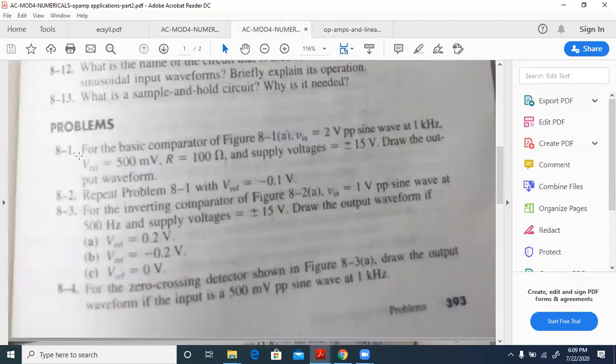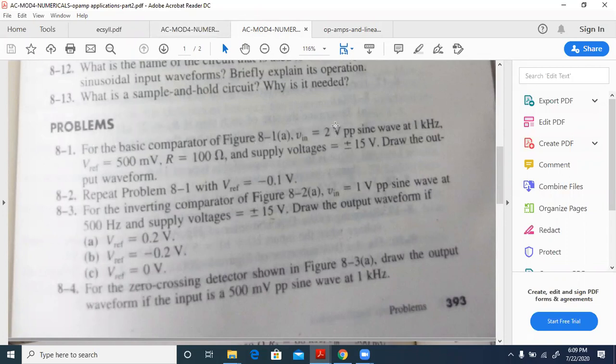So now we will go for the comparator topic. For the basic comparator of figure 8.1a, Vn is equal to 2 volts peak to peak sine wave at 1 kilohertz. V reference is equal to 500 millivolts. R is equal to 100 ohms. And supply voltage is plus or minus 15 volts.